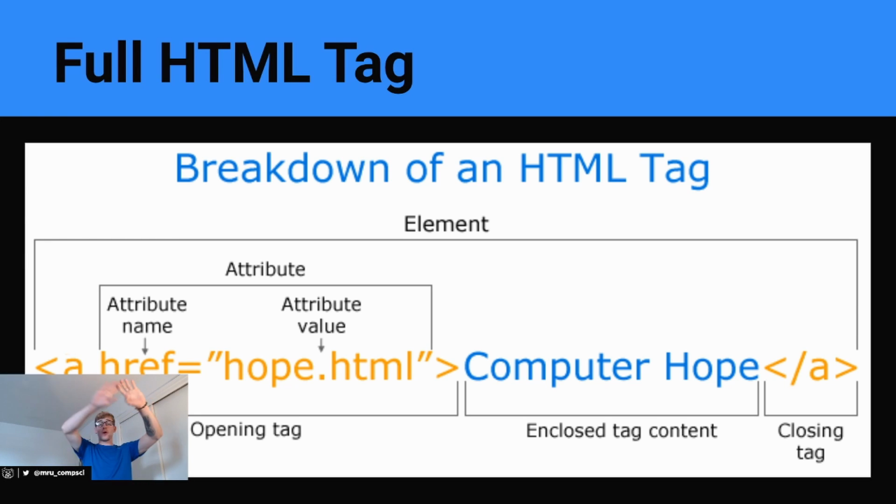So this is what a full HTML element might look like. So an element, remember, is the opening and closing tag. And our opening tag has the attribute, the attribute name equals the value. Then you have content in between the tags that somebody might see. And then you have your closing tag to end the element.